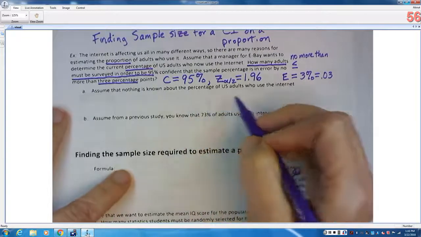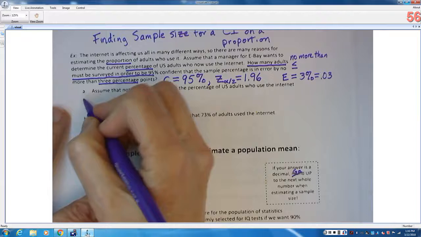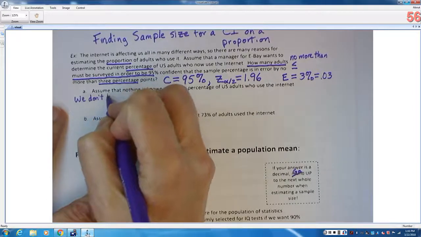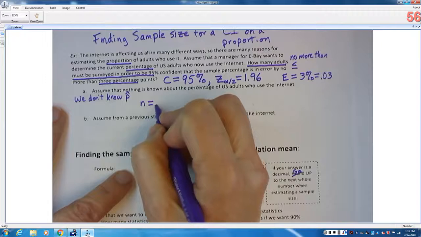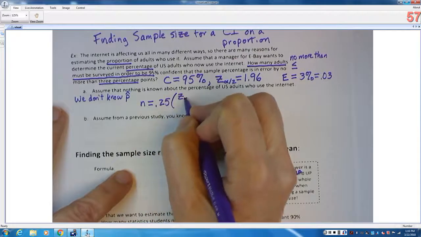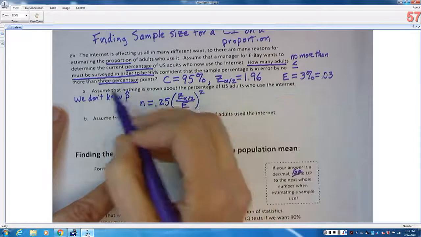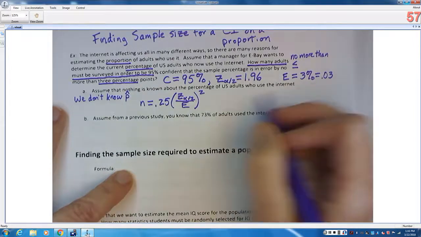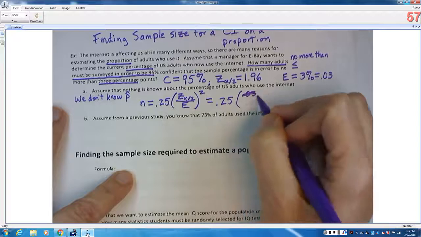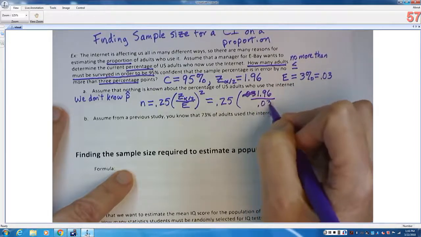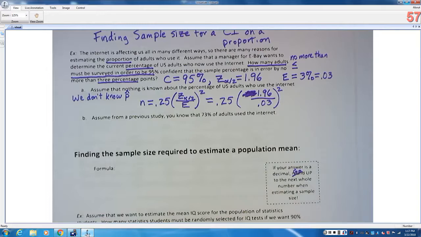So assume nothing is known about the percentage of U.S. adults who use the internet. So this is saying we do not know p hat. So our formula when we don't know p hat is n equals 0.25 times the critical value divided by E, and that part is squared. Since it said E was a percentage, we had to convert it to a decimal. So that's 0.25 times, 1.96 goes in the top, divided by 0.03 squared. Now make sure you're only squaring this part and not the 0.25. The 0.25 is not being squared.